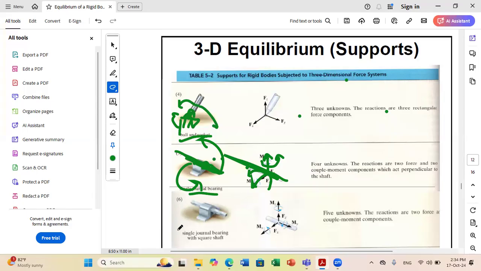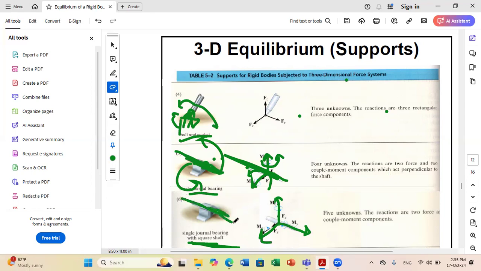Now, if they tell me you have a single journal bearing with a square shaft, since the shaft is in the form of a square, I cannot rotate anymore. To rotate, I need a circular hole. I can rotate with a circular hole, but with a square hole, I cannot rotate. Because I cannot rotate, I have a moment reaction also along the y direction. So whenever they say single journal bearing with a square shaft, I have three moment reactions because I cannot rotate in any direction. The only freedom of motion here is translation in y.